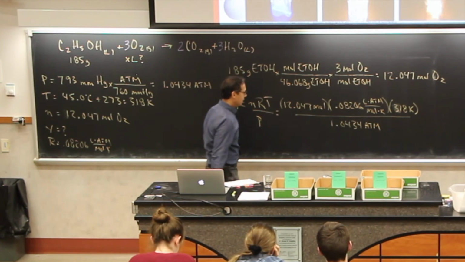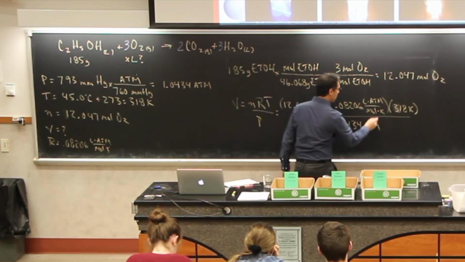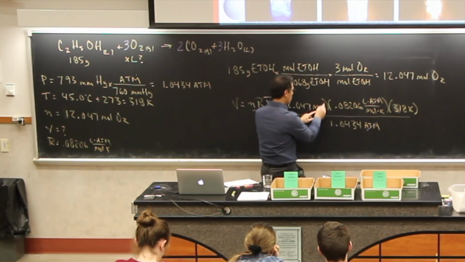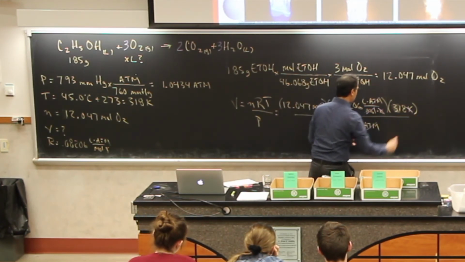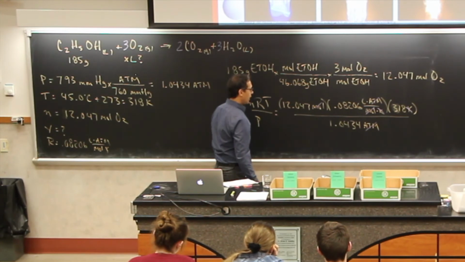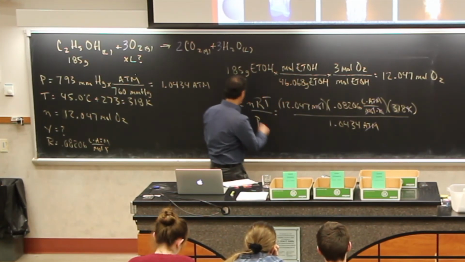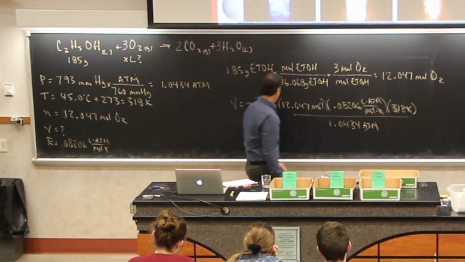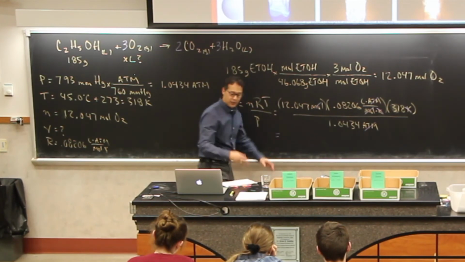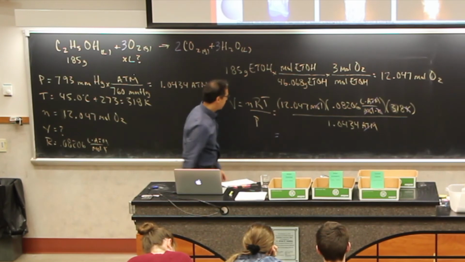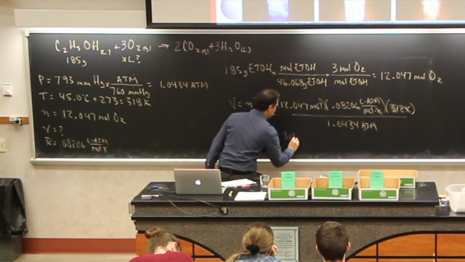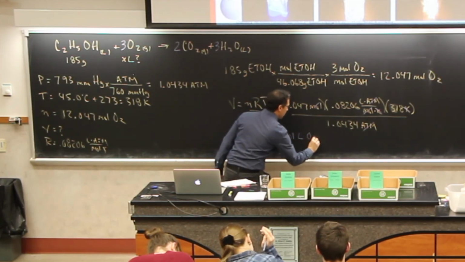Okay. Now, I wrote all these units out. Want to see if they cancel. Atmospheres cancel. Moles cancel. Kelvins cancel. And then I'm left with liters, which is good because this is volume. Now, when I did this, I ended up with a fairly big number, 301 liters of oxygen.